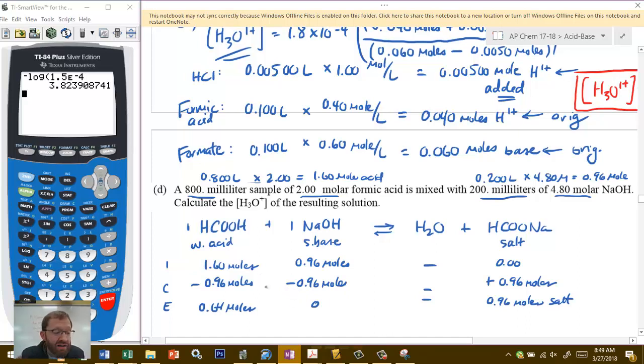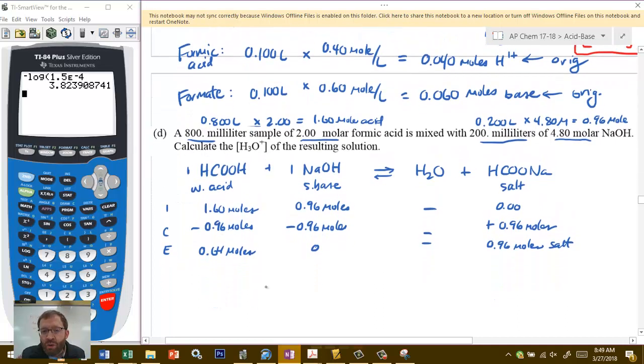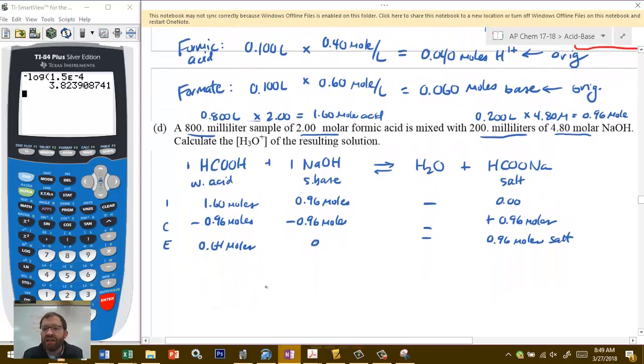From here, we're practically done. As we don't need to work with volume, we've combined these into 1 liter anyway, right? 800 milliliters plus 200 milliliters, real simple, we get 1 liter. But we can still work with moles, so we'll stick with that just to be consistent here. And in this problem, we're still looking to solve for our hydrogen ion or hydronium ion. Feel free to treat those interchangeably. Ka is still 1.8 times 10 to the negative 4.